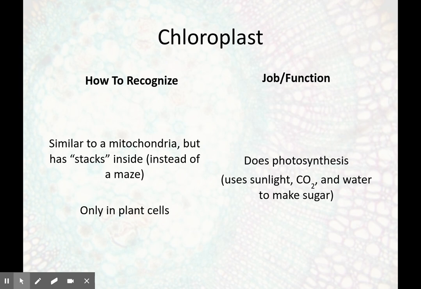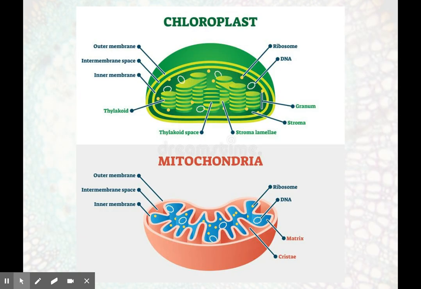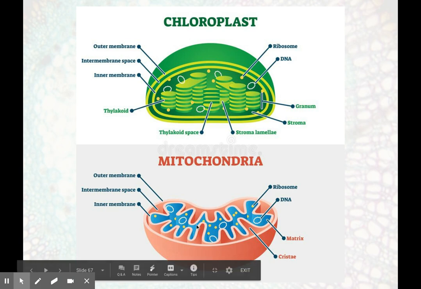Okay? The job of the chloroplast is to do photosynthesis. It's going to take sunlight, carbon dioxide, and water and turn them all into sugar. So here we have just a chloroplast, and this is what I mean by stacks inside. It looks like a bunch of things stacked on top of each other. We don't have to know what they are, just know that they look like stacks, okay? So when you compare a chloroplast and a mitochondria, about the same size, about the same shape, mitochondria has this maze inside, and chloroplasts have these stacks inside.